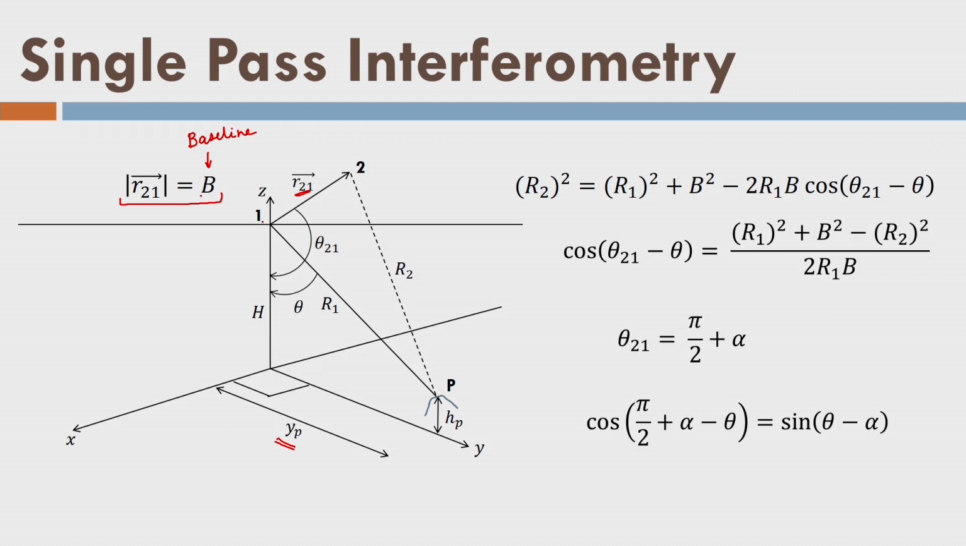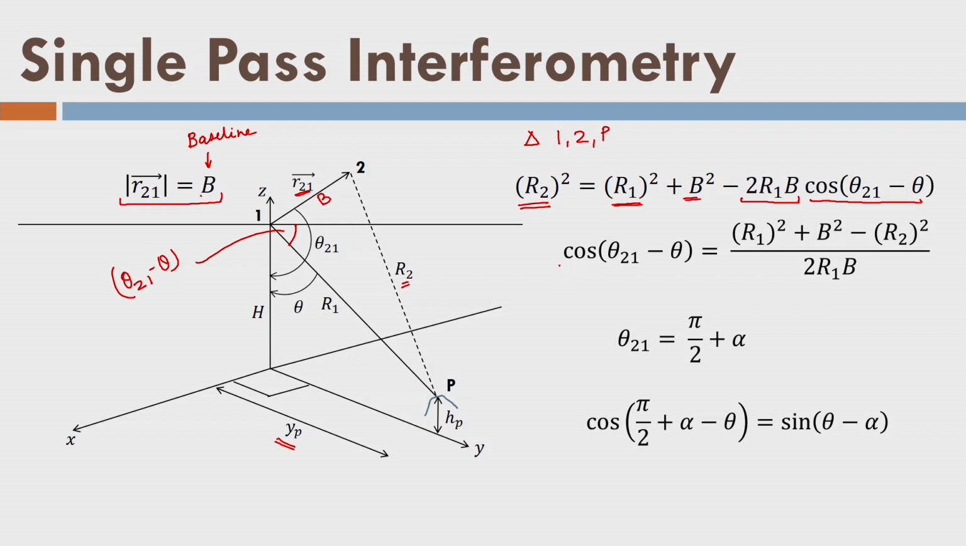Now I can write from this triangle 1, 2 and P that R2 square, which is this distance, equals R1 square plus B square, this is the B length here, minus 2 R1 B cos of theta 21 minus theta. So basically I am saying that this angle is theta 21 minus theta, and I am using the cosine rule to write R2 in the form of R1 and B. I hope you agree with that.